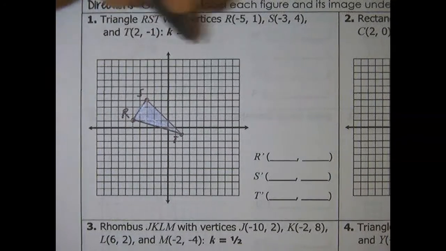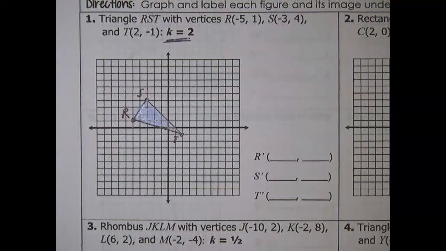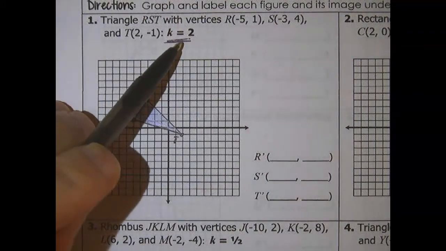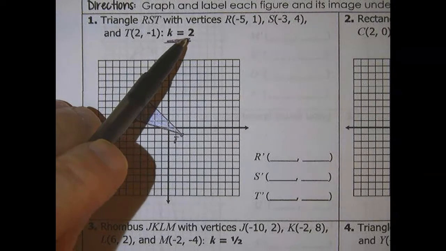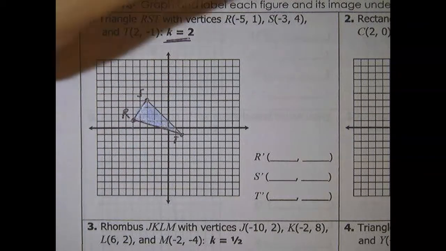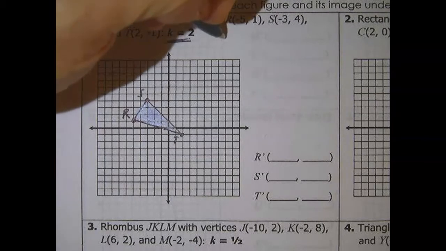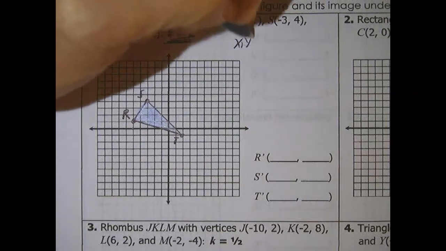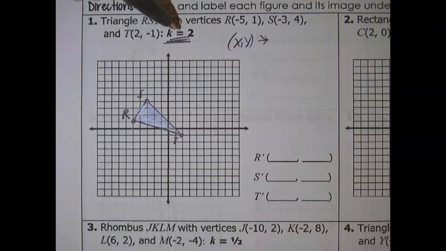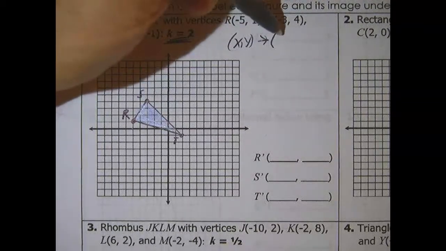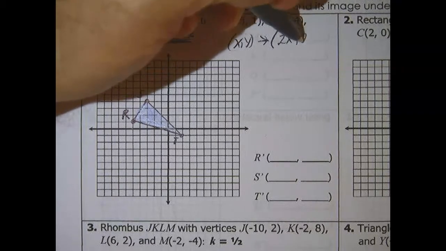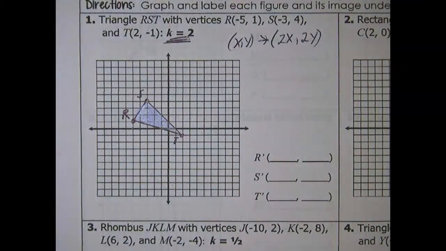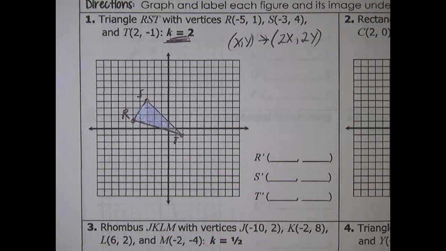Okay, so what does this mean? How are we going to apply this rule? All that means is we're going to multiply all of the xy's by 2. So in terms of a transformation rule, all of our xy's will go to 2x, comma 2y, just like that. That's what the k equals 2 means. It's pretty simple to apply. It just means we multiply everything by 2.